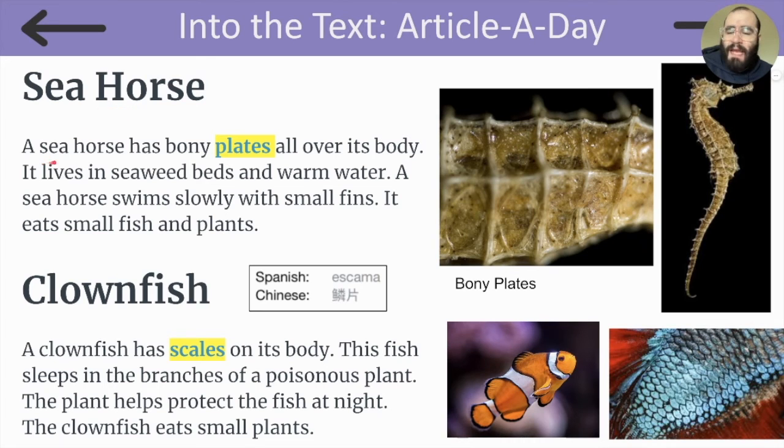Seahorse. A seahorse has bony plates all over its body. This is a seahorse, and we can see the bony plates. It lives in seaweed beds and warm water. A seahorse swims slowly with small fins. It eats small fish and plants. Look at the seahorse. Its fins are so small I can't even see them.